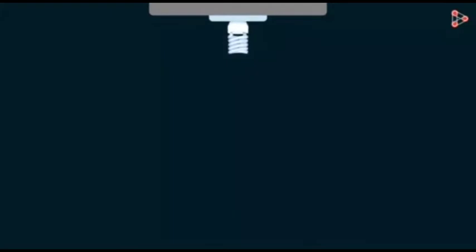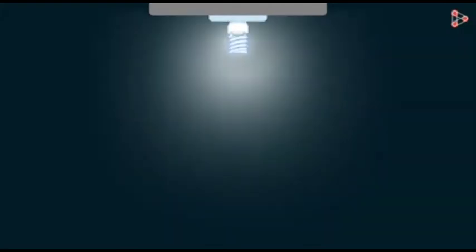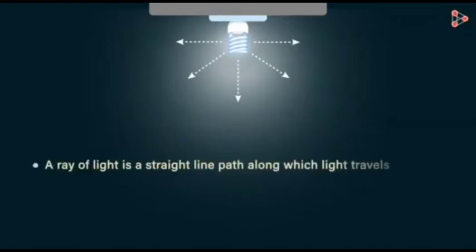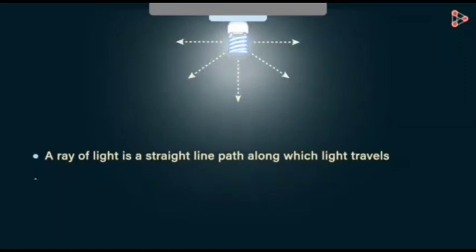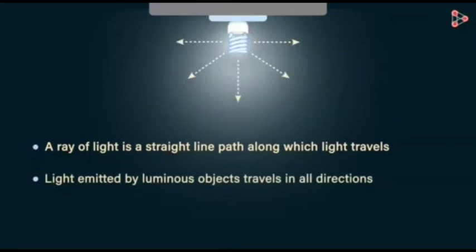Consider a fluorescent bulb which is glowing. It is emitting light in all the directions. Let us denote each direction with a straight line and an arrow on it pointing in the direction where the light is traveling. So all these arrows represent various paths along which light is traveling. These arrows are what we call rays of light. Here's how we define a ray of light. A ray of light is a straight line path along which light travels. So now we know that light emitted by luminous objects travel in a variety of directions.